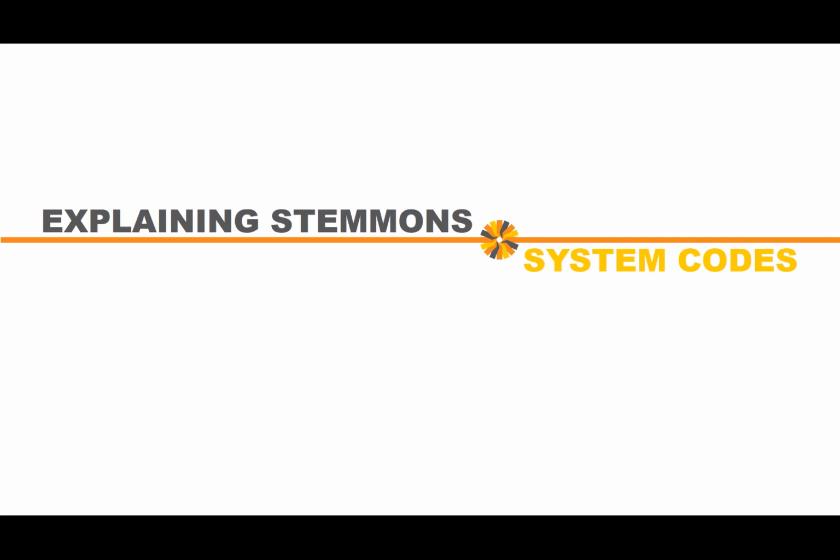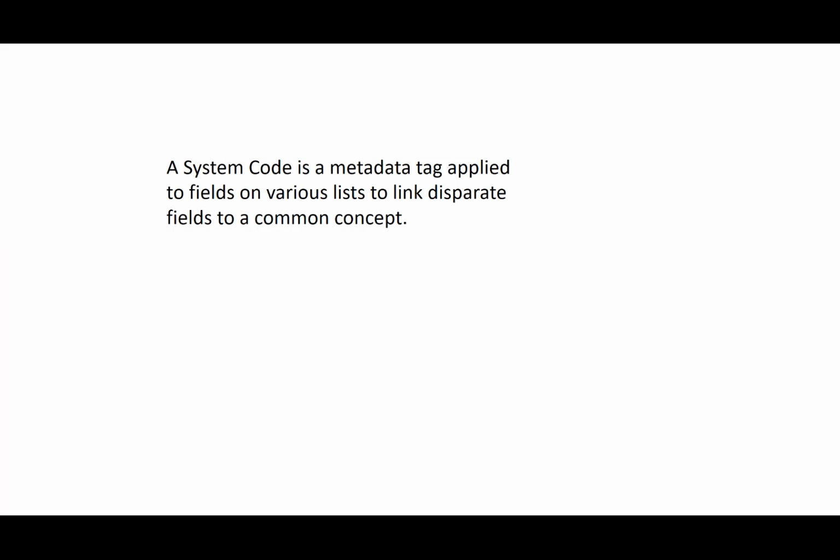Here's an explanation of system codes for Power User in Stemmons Enterprise. A system code is a metadata tag applied to fields on various lists to link disparate fields to a common concept. You can think of it as metadata on metadata, or just a normalization technique.